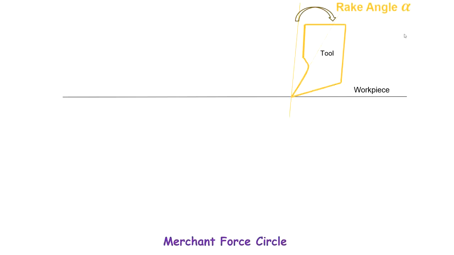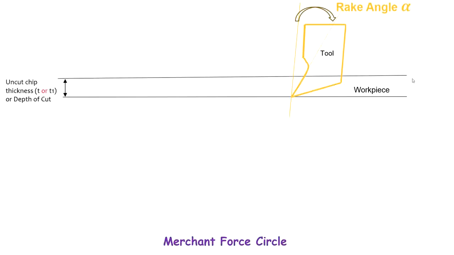When the cutting tool advances towards the workpiece, machining will start. So during this, the uncut chip thickness, or we can call it the depth of cut, which is given by the letter t or t1, the chips will start to flow on the rake surface. The cutting force, or horizontal force, and the next force, that is thrust force or vertical force, the values of these two forces can be found by using a tool dynamometer.